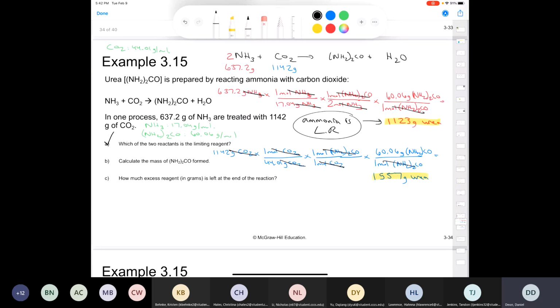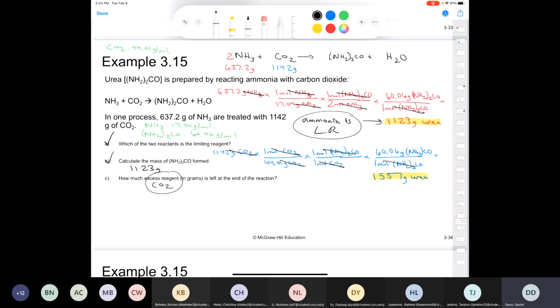So we've solved part A, which says calculate the mass of urea formed. We've already done that. We know that it's 1,123 grams. That's the maximum amount we're going to make. The next question asks how much excess reagent is left over. The excess reagent is the one that we've got too much of, right? If ammonia is the limiting reactant, that tells us that we've got excess CO2.